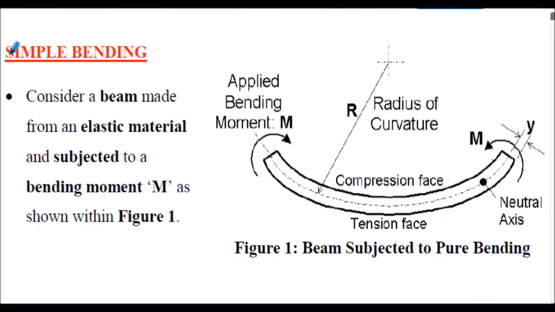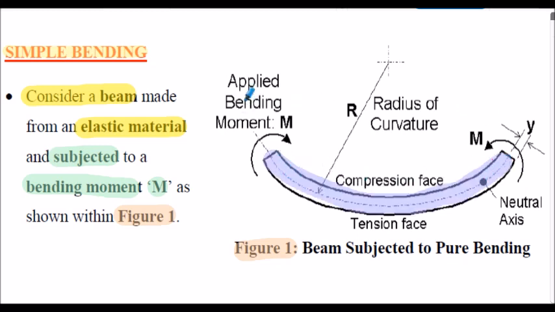Let's review simple bending. Consider a beam made of an elastic material subjected to an applied bending moment, symbol capital M, as shown in figure 1 here. So here's our beam. It's subjected to an applied bending moment. The bending moment will induce a radius of curvature, symbol R here. And the bending moment induces maximum tension in the lower face of the beam, as shown here, and maximum compression in the upper face of the beam, shown here.